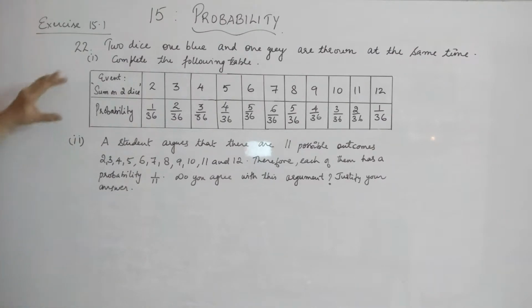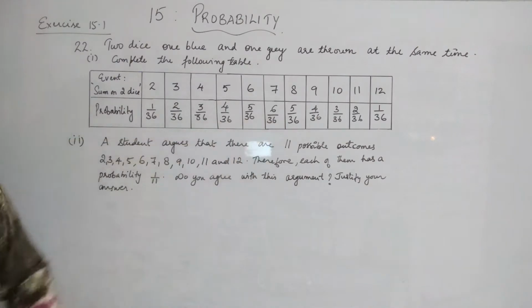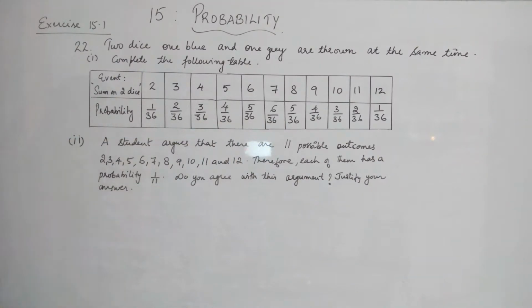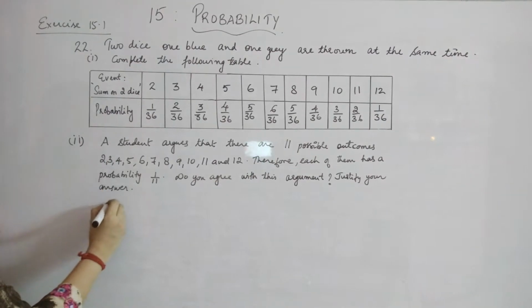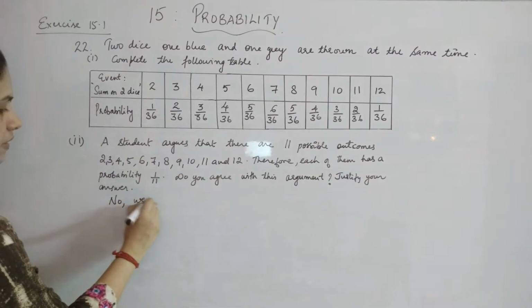So the thing is clear from the table itself. The table is giving you the probability values differently, which means it is clear that each is not getting the value 1 by 11, and the reason is the occurrence of these events is not equally likely. So for the answer you can just say no, we don't agree with the argument.